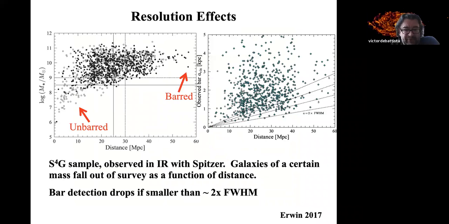There has been a survey in infrared called S4G, that's with Spitzer, which has a very high resolution. It's a space-based satellite, so it has a relatively high resolution. I'd say rather than very high resolution.